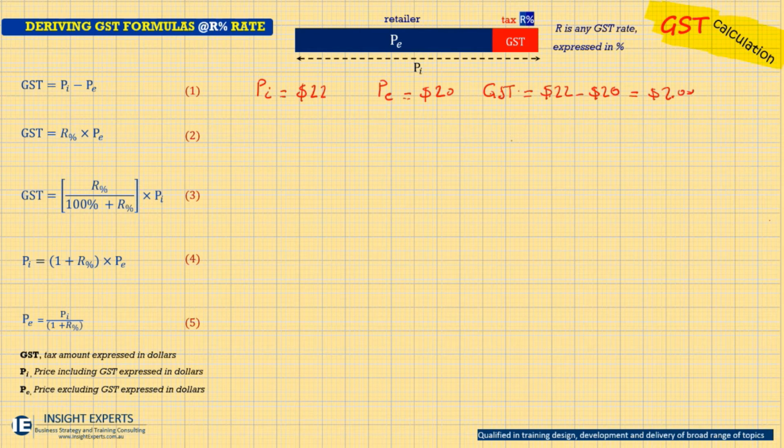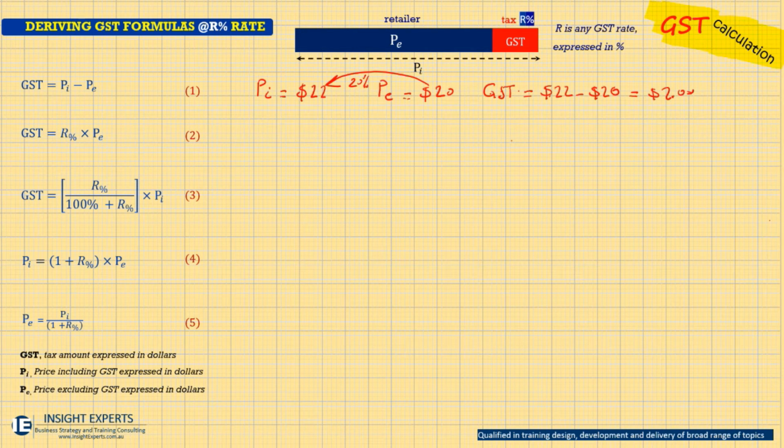Now, the GST rate is not actually shown here, but I can still see that to jump from $20 to $22, there is a tax rate of 20%. So the tax rate is built into the formula, but it's not actually shown here. So the bottom line to prove equation number 1 is simply, for any GST rate, you subtract the prices before and after tax.